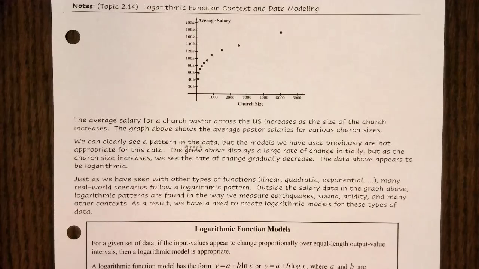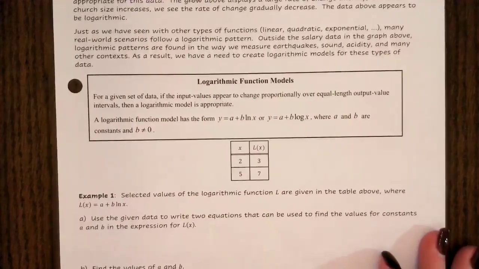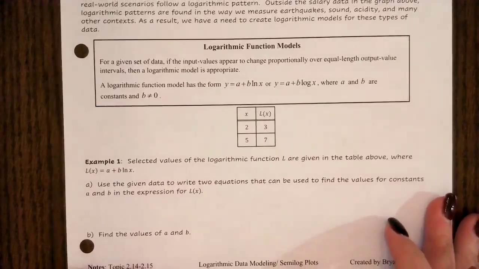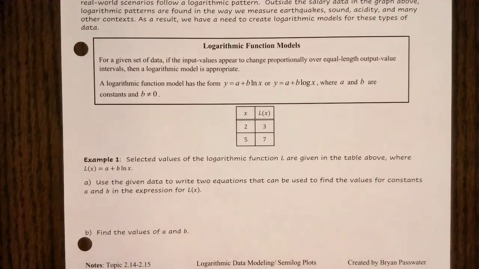Just as we've seen other types of functions, linear, quadratic, exponential, and so on, in real-world scenarios, we have some that follow a logarithmic pattern. Outside the salary data in the graph above, we see that pattern. So it tells us logarithmic function models: for a given set of data, if the input values appear to change proportionally over equal length output value intervals, then a logarithmic model is appropriate.